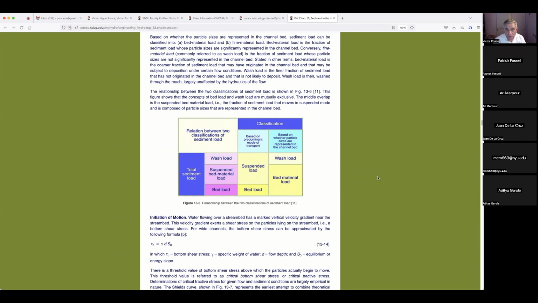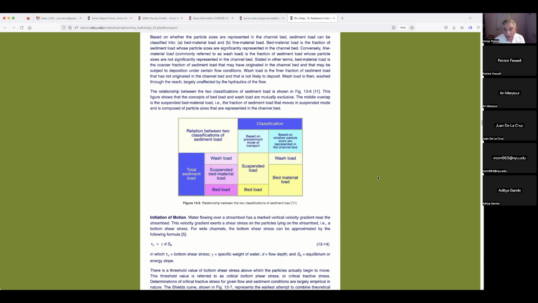There are two classifications of sediment load, one based on the predominant mode of transport into suspended load and bed load, and the other one based on whether the particle sizes are represented in the channel bed, and that divides all sediments into wash load and bed material load. So as you can see, there is an overlap. It appears there's only two, but in reality there's three.